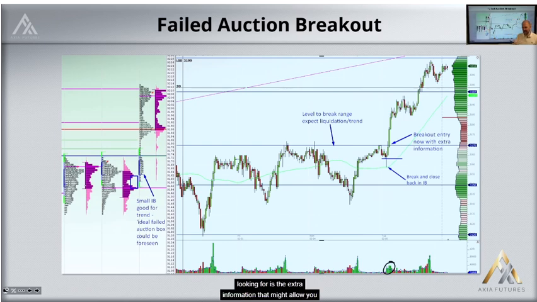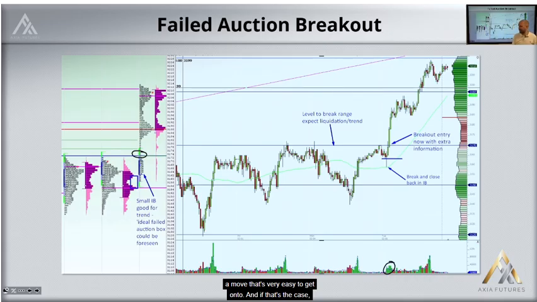What you're looking for is the extra information that might allow you to better position yourself, to give yourself a slightly better entry, to not run the risk of missing your entry there. Because if this is the break that you're looking for, it is likely to be fast because it's going to break highs, start stopping people out. That naturally means this may not be a move that's very easy to get onto.